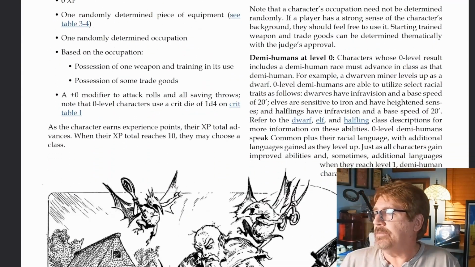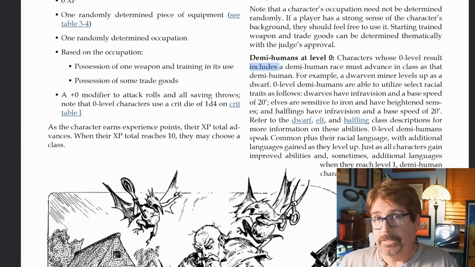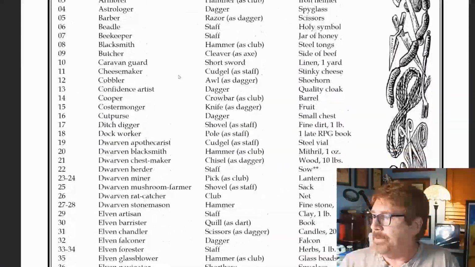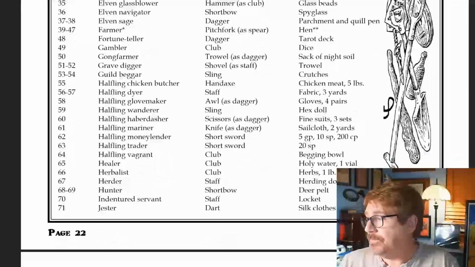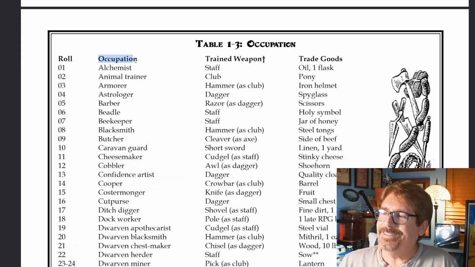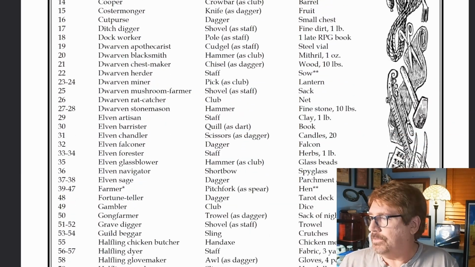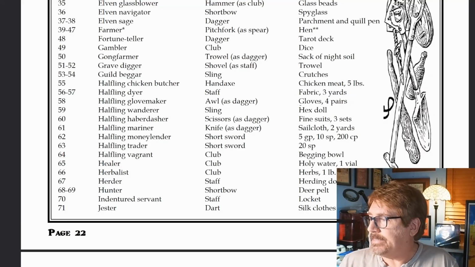I won't get into mechanics of the other systems of background skills, but this is what they're doing here. And so then you have the occupation table, which is quite big, actually. It's probably the largest I've seen. The occupation is the left-hand column, and then you get a trained weapon to go with it, and whatever trade goods you get to go with it with your character. So it looks like you get this item. As a halfling wanderer, you get a sling and you get a hex doll.